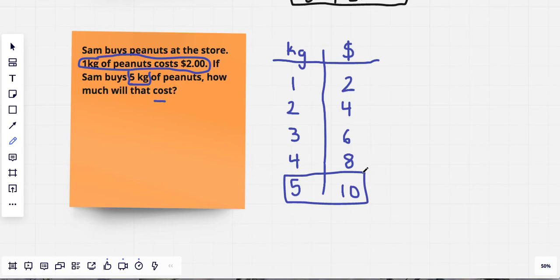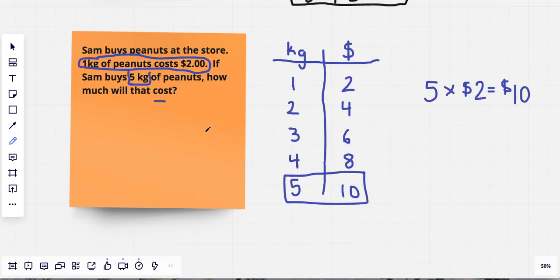So again, there's a good use of the t-table if you're struggling with how to approach this problem. Now, for some of you, all we did was we kept adding $2 and $2 and $2 and $2. So we know when we are doing repeated addition, that's the same as multiplication. So we could have looked at this problem and said, okay, 5 kilograms, if he's going to buy 5 bags that cost $2 each, is going to equal $10.